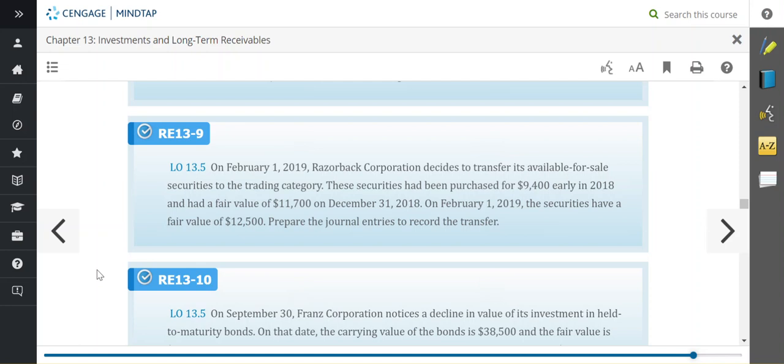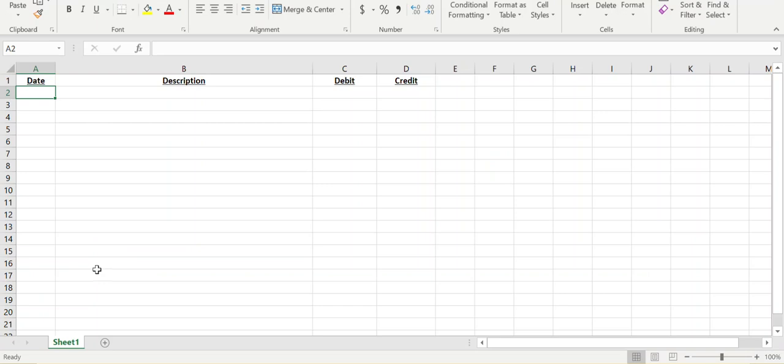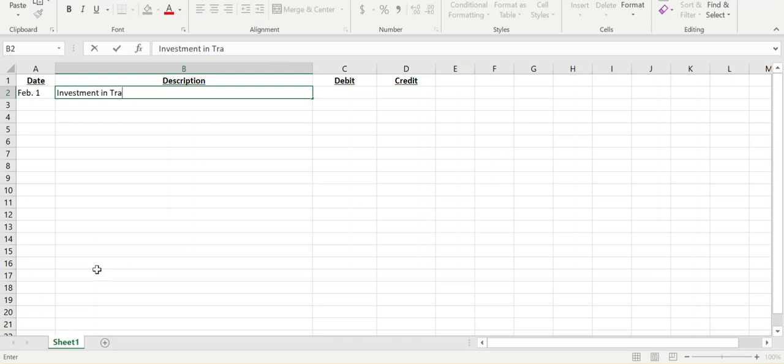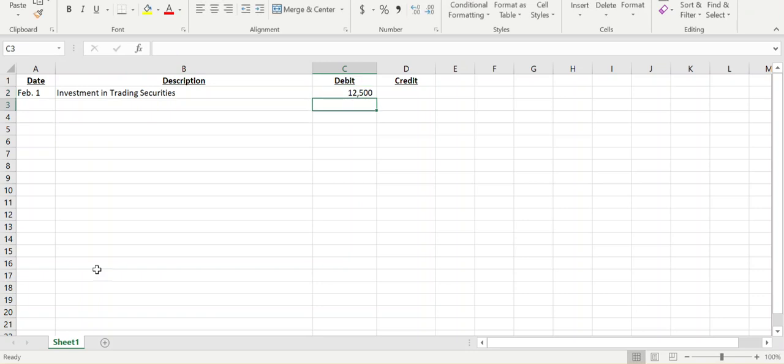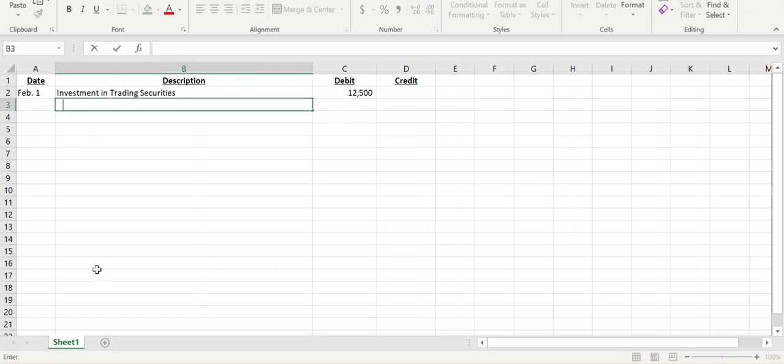So they want us to prepare the journal entries to record the transfer. We're transferring it from one classification of investments to another. So on February 1st, we have our investments in trading securities. We need to increase because we are now going to have those be investments in our trading securities rather than available for sale. They tell us that on that date that we're doing the transfer, those investments are worth $12,500.